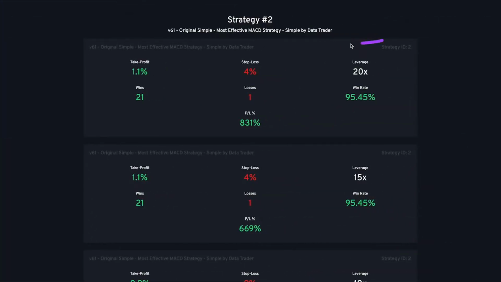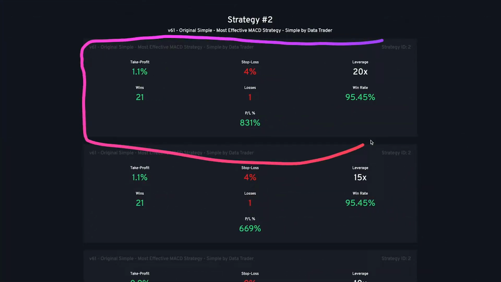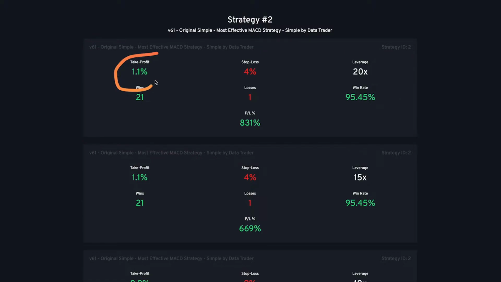All right, here we go. So the most profitable setup for the strategy is a take profit at 1.1%, a stop loss at 4%, a 20x leverage, and we had 21 wins and 1 loss with a 95.45% win rate and a P&L at 831%.